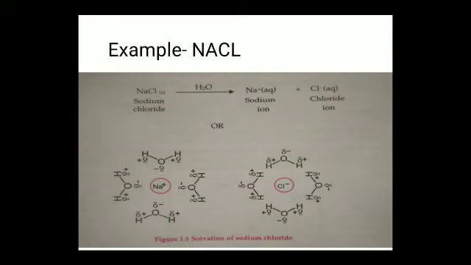Example: sodium chloride is a salt which, when reacted with water, gives two oppositely charged ions: sodium plus, having a positive charge, and chloride ions, having a negative charge. By observing the solvation process, when sodium chloride is dissolved in water, sodium chloride acts as the solute and water acts as the solvent. When reacted with water, it decomposes into two ions, sodium plus ions and chloride ions.